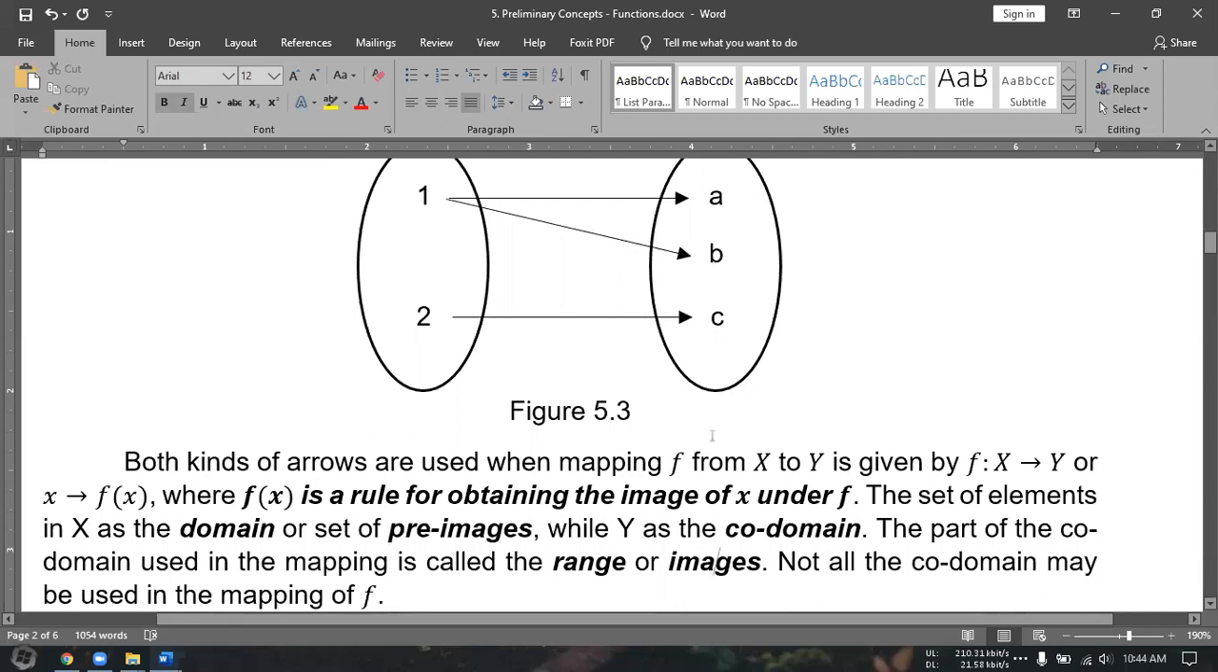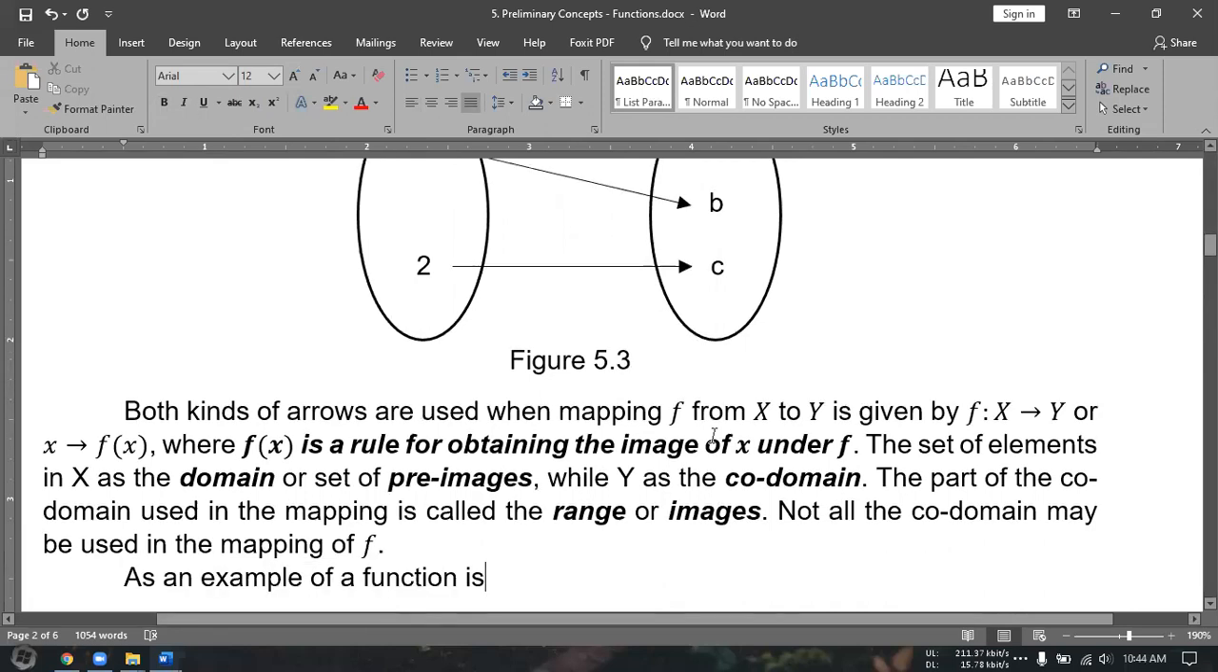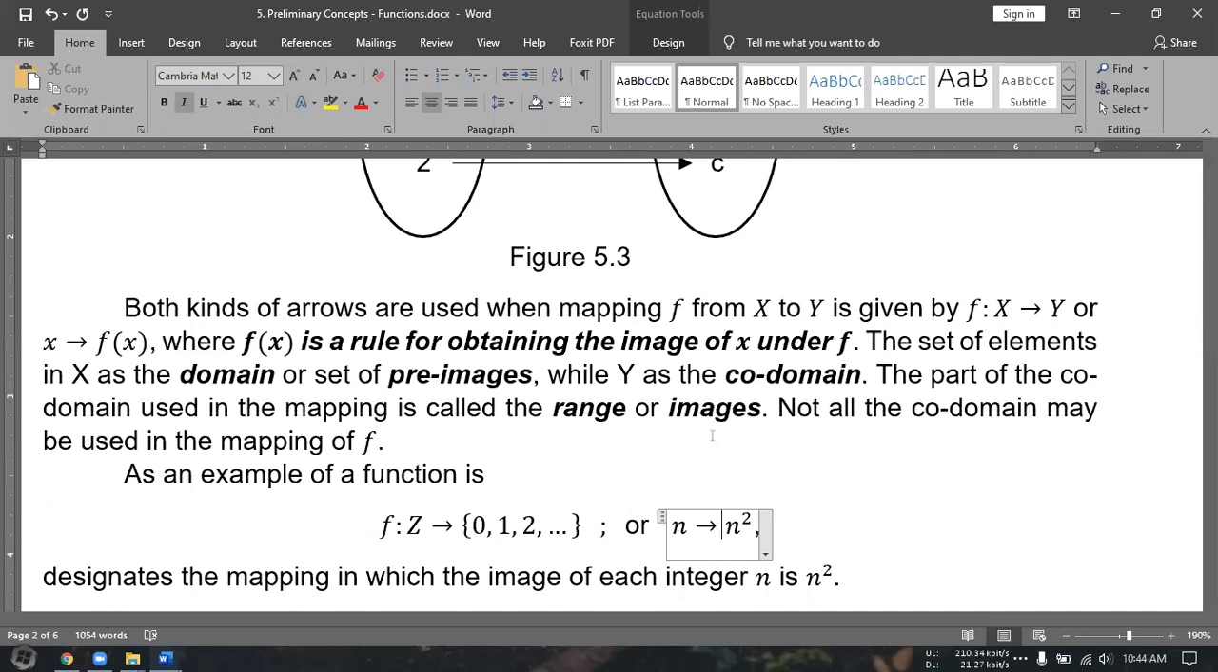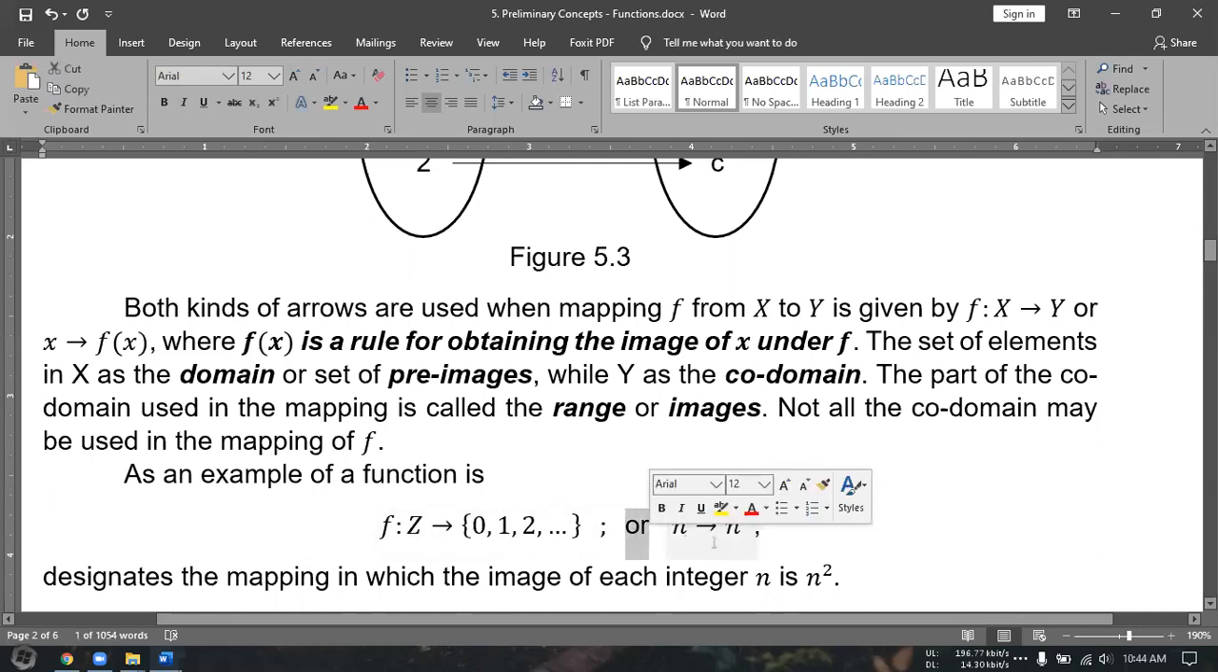Not all of the codomain may be used in the mapping of f. As an example, we have the function f, where z maps to 0, 1, 2, 3, and so on. Or another way, n maps to n squared.